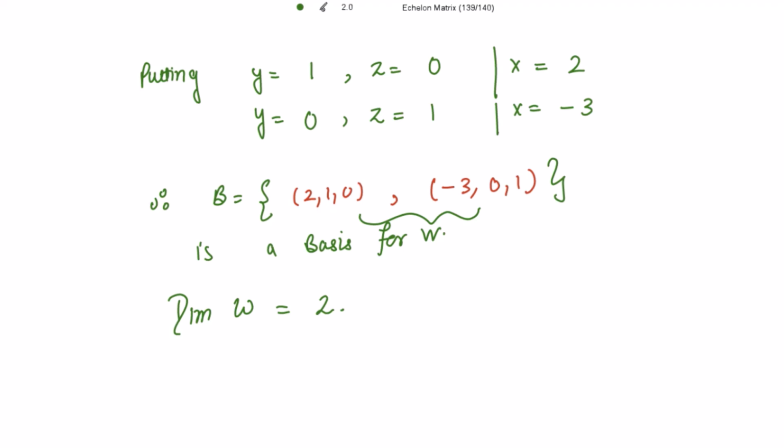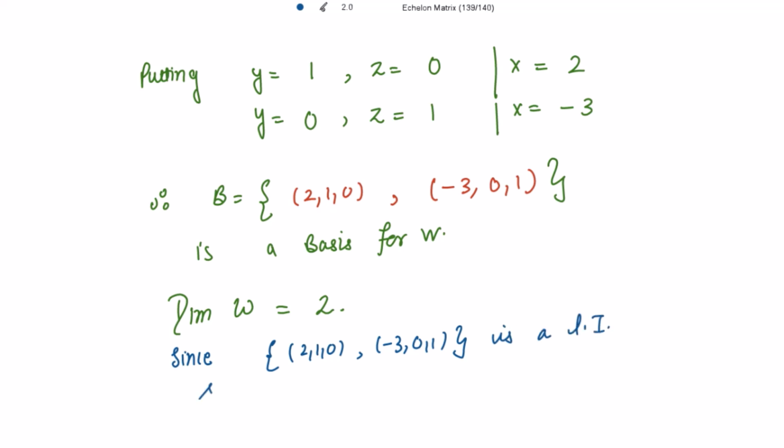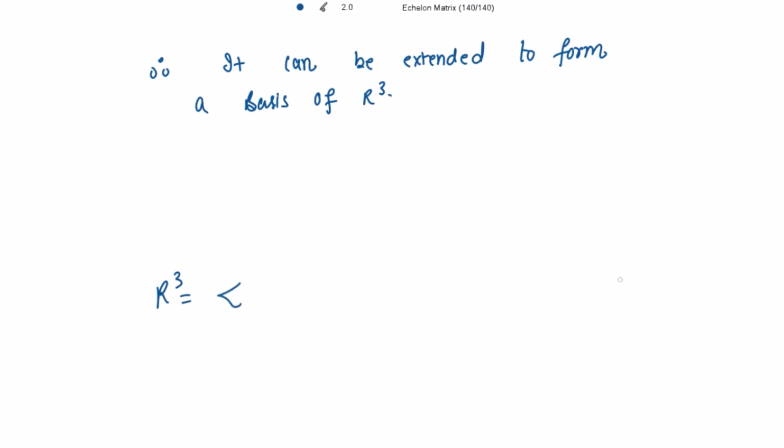Now we need to extend these bases to the bases of R3. And because these bases are linearly independent, and secondly, these are also the subset of R3, therefore we can extend these bases to form the basis of R3. Since these bases is a linearly independent subset of R3, therefore it can be extended to form a basis of R3, right?